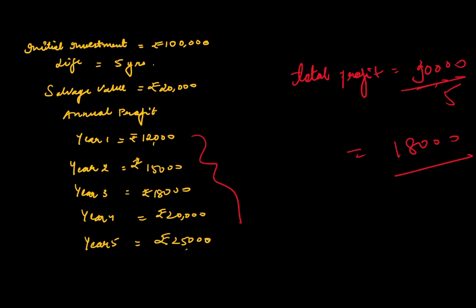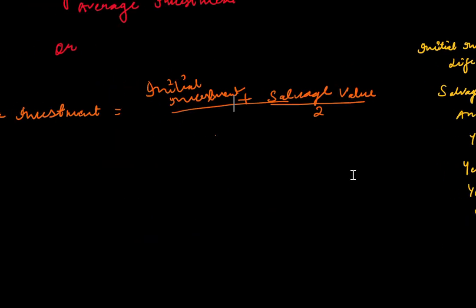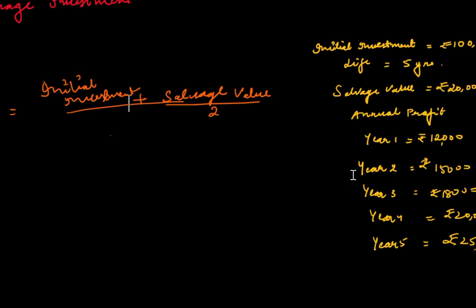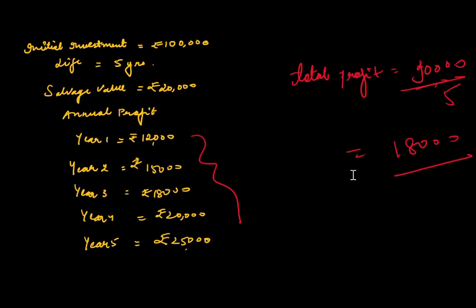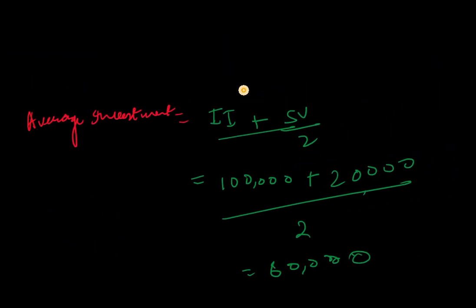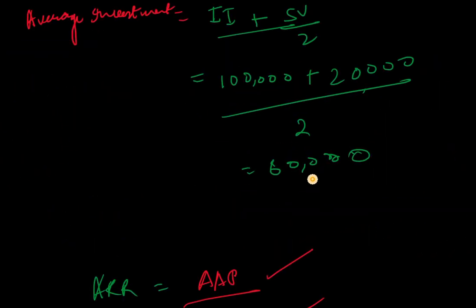Now we have to calculate the average investment. So as per the formula, we have to get two values, like initial investment and the salvage value. So here initial investment is 1 lakh and salvage value is 20,000. So we are going to add them. Okay. So 1 lakh 20,000 divided by 2 is basically 60,000. So we have got the average investment as well.